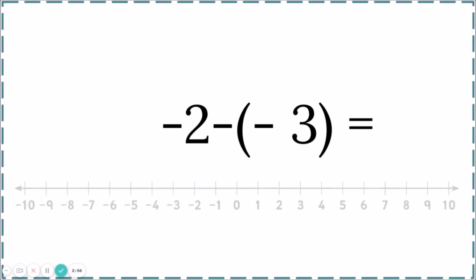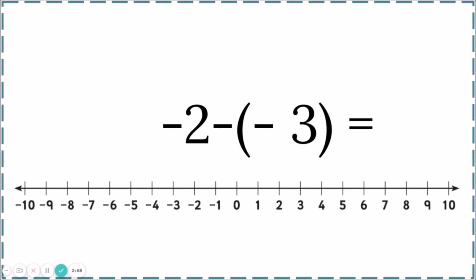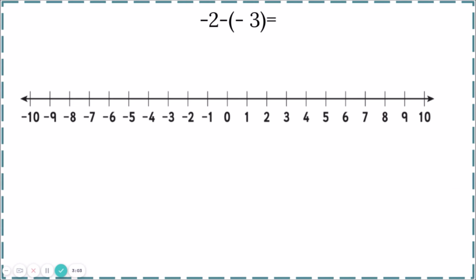Now let's look at how we can use a number line to support subtraction of integers. I have -2 subtract -3. I will again start at -2 on my number line. This time I am going to be subtracting a -3. That means I am going to be removing or canceling out 3 of those negatives.